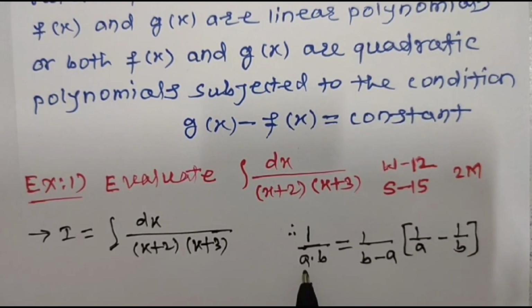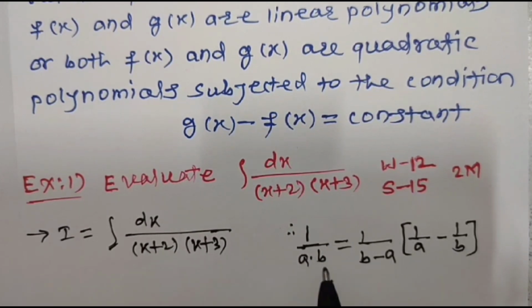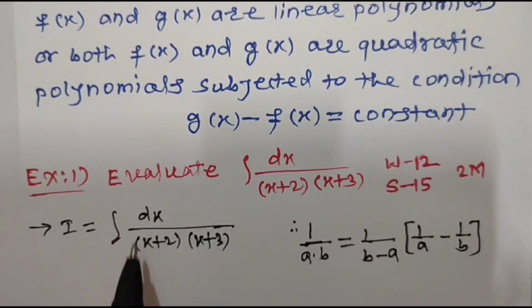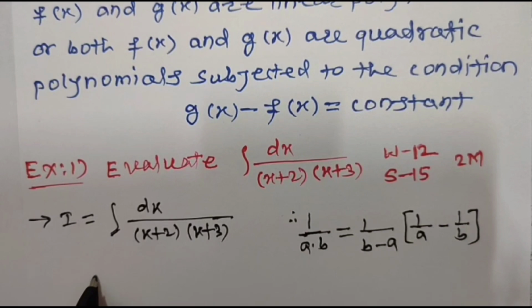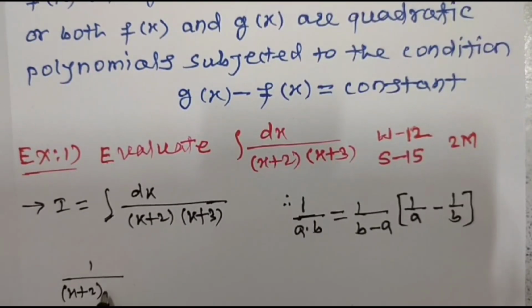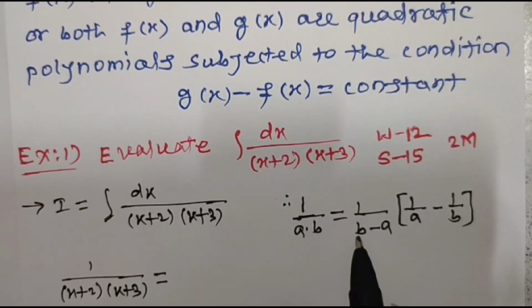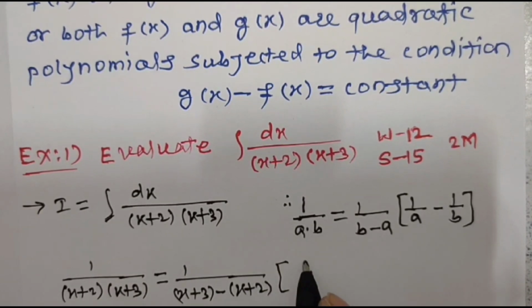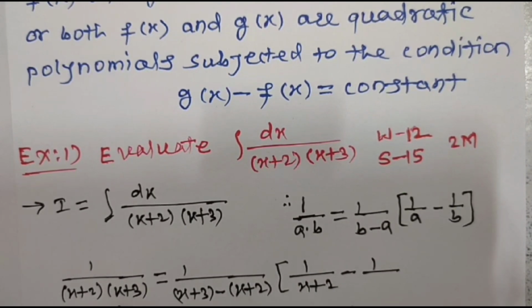A is the first linear factor, that is x plus 2 suppose, and b is the second linear factor, that is x plus 3 suppose, and x plus 3 minus x plus 2 will be a constant. So we can easily apply this formula for finding partial fractions of the given fraction. Hence we can write 1 upon x plus 2 into x plus 3 is equal to 1 upon b minus a, means 1 upon x plus 3 minus x plus 2 into bracket 1 upon first linear factor x plus 2 minus second linear factor x plus 3.